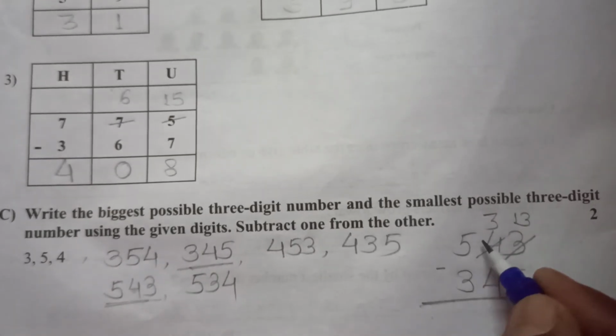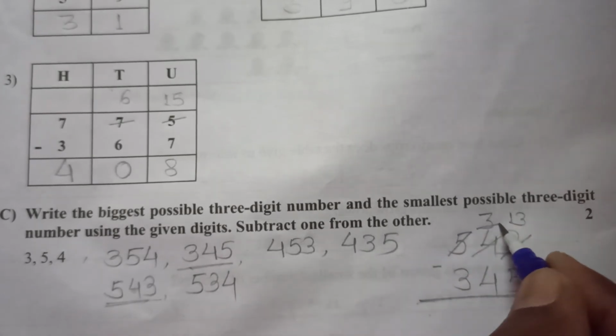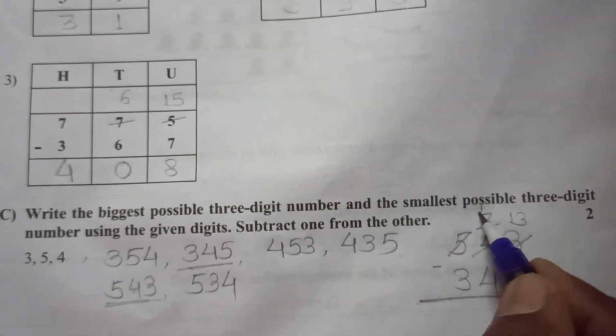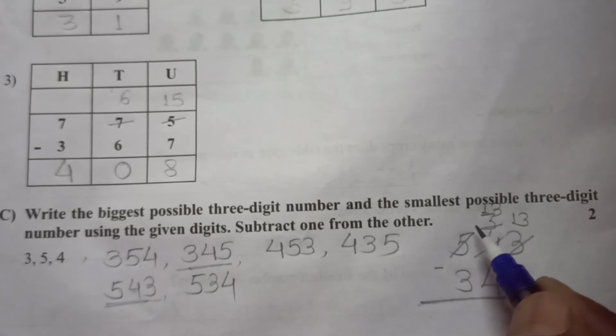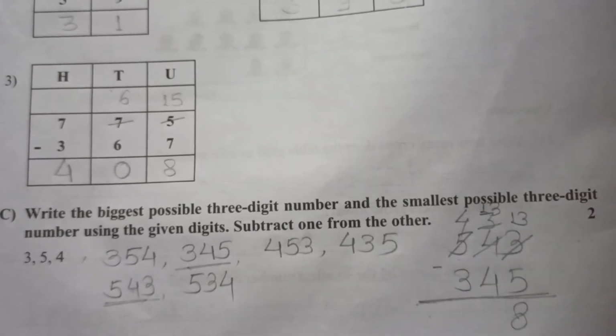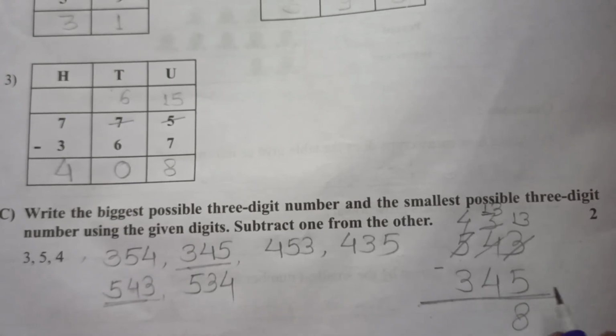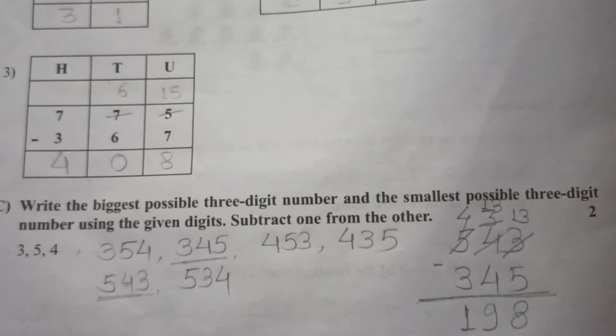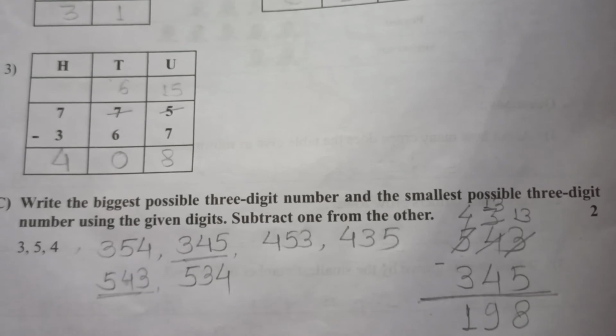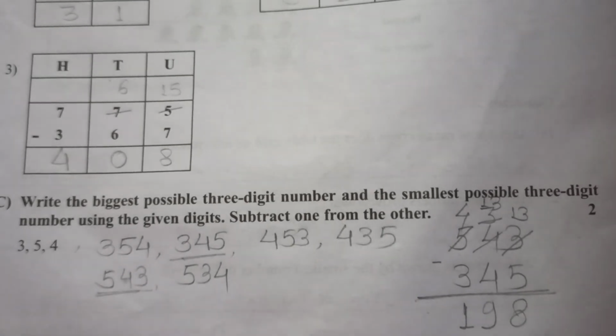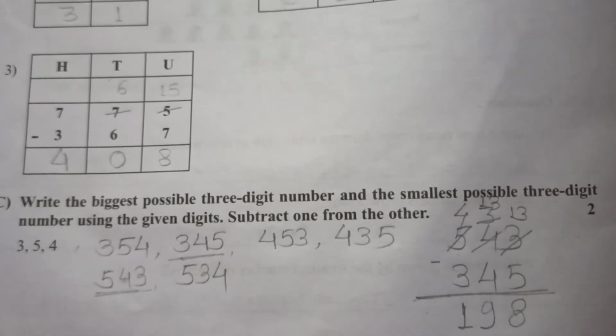Not possible. So take 1 hundred. Here is 13 tens and 5 becomes 4. So 13 minus 4 is equal to 5, 6, 7, 8, 9, 10, 11, 12, 13. Here is 9. Then 4 minus 3 is equal to 1. So the final answer is 198. Okay students, it's so simple.